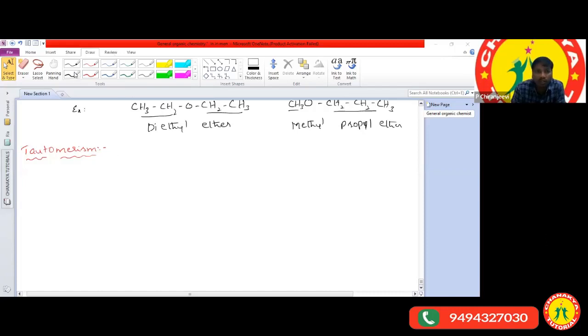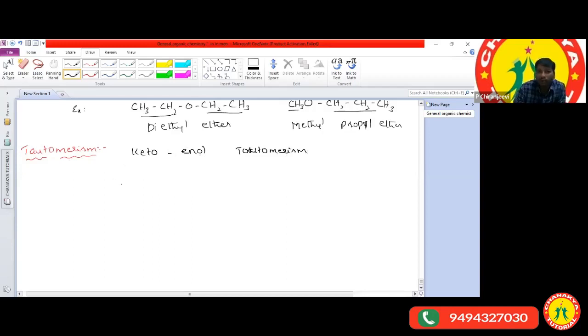Okay, sorry all. So tautomerism: what is meant by tautomerism? Two compounds are easily interconvertible. One compound is easily interconvertible to another compound by existing in dynamic equilibrium, which is called tautomerism. Tautomerism we can also call keto-enol tautomerism.